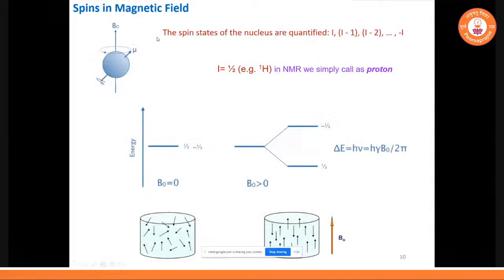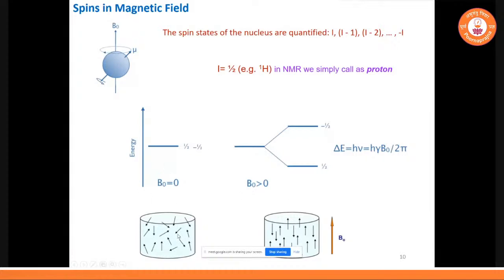Now what happens? Quantum mechanics tells us that the spin states of the nucleus are quantized, so they follow this rule. I think you all know about this. In NMR, we'll take a simple example: hydrogen. In NMR, we never call it hydrogen. We always call it proton, because it has a single proton, so we say proton NMR. When I say proton, you should understand I'm talking about hydrogen. Now, if I take a sample which contains protons, in the absence of a magnetic field, they will orient randomly, so the net magnetization is 0.